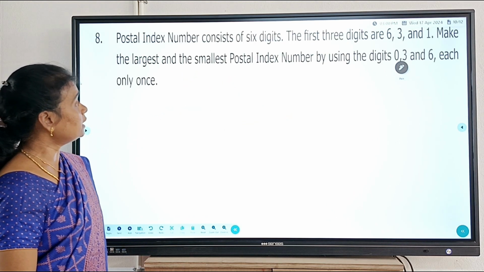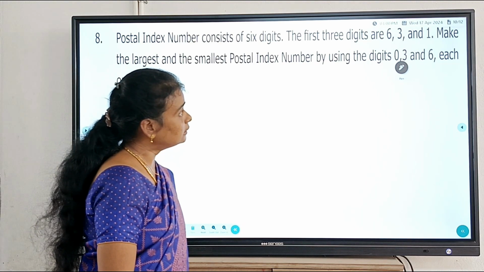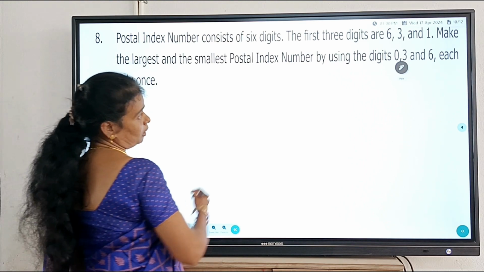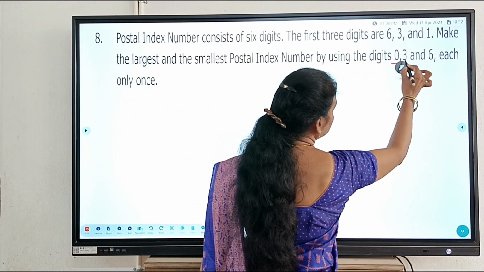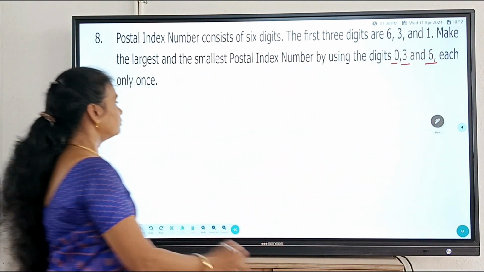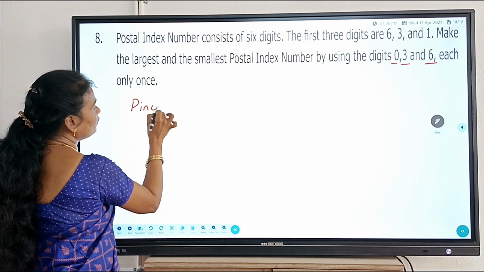Next one. Postal index number consists of 6 digits. The first 3 digits are 631. Make the largest and the smallest postal index number by using the digits 0, 3 and 6. So what is postal index number? It is the PIN number. PIN code we will say, no.